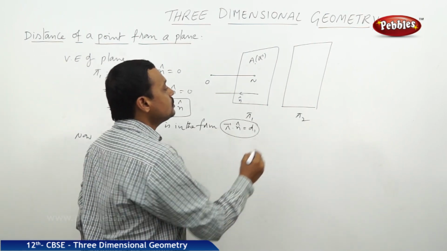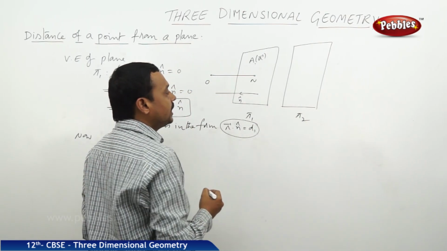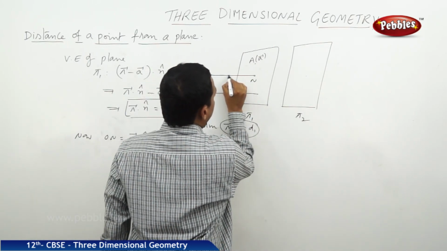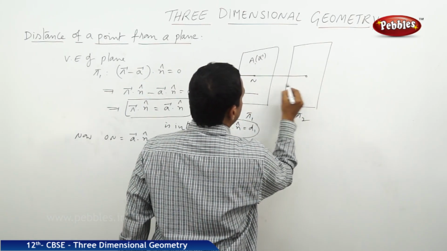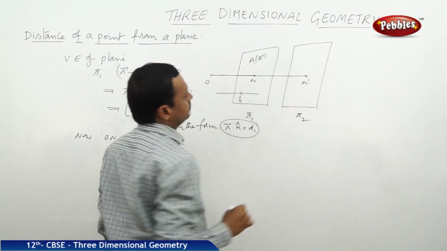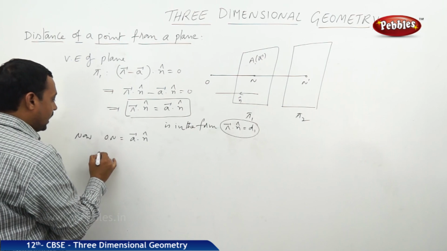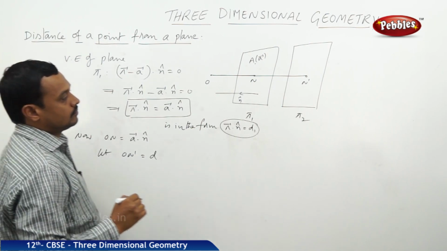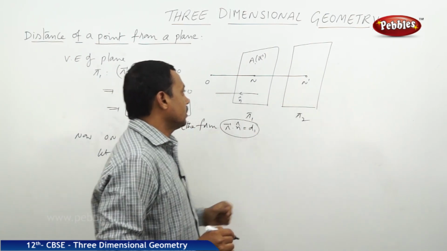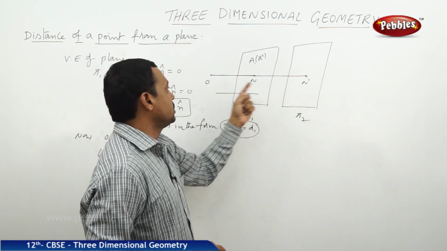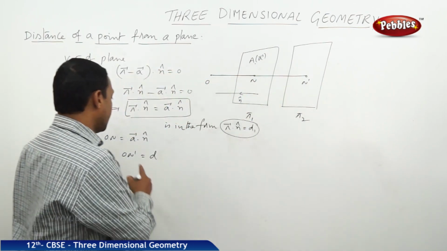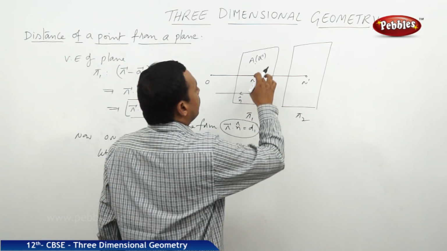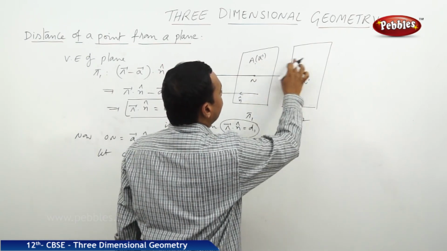Now, suppose the second plane pi 2 is at d units distance from origin. Let it be N dash. Let ON dash is equal to d. So, second plane is at d units distance from origin. ON dash is equal to d. Now, we have to find the distance of the point A from the plane pi 2.